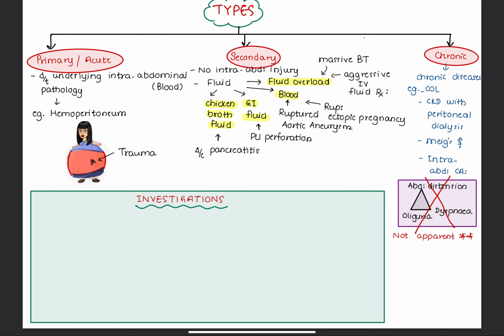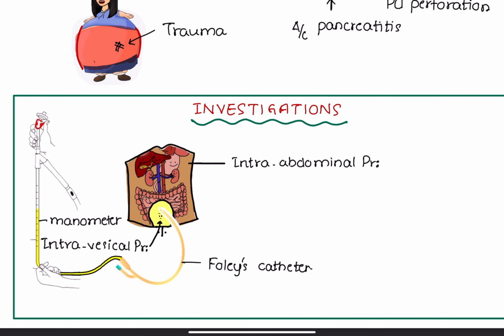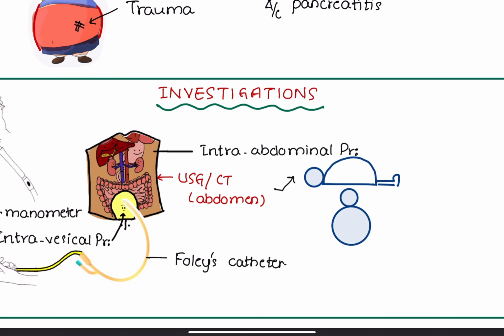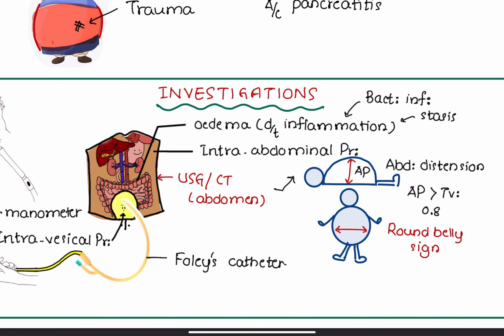The gold standard for definitive diagnosis is measurement of intra-abdominal pressure by measuring intravesical pressure by using Foley's catheter attached with a manometer. As for imaging studies, abdominal ultrasound and CT may reveal abdominal distension with increased AP to transverse diameter more than 0.8, which is also known as round belly sign. Bowel wall thickening caused by mesenteric ischemia with superimposed bacterial infection caused by stasis, and collapse of IVC.